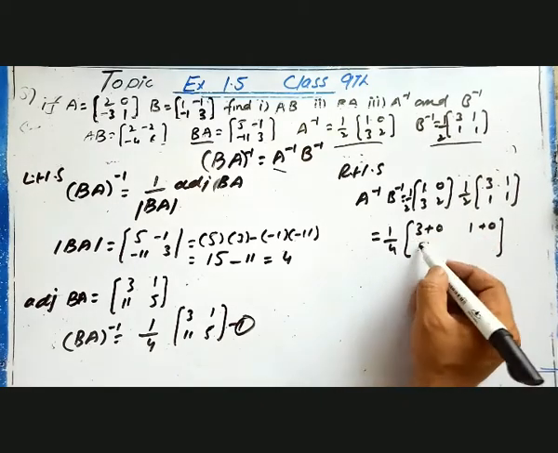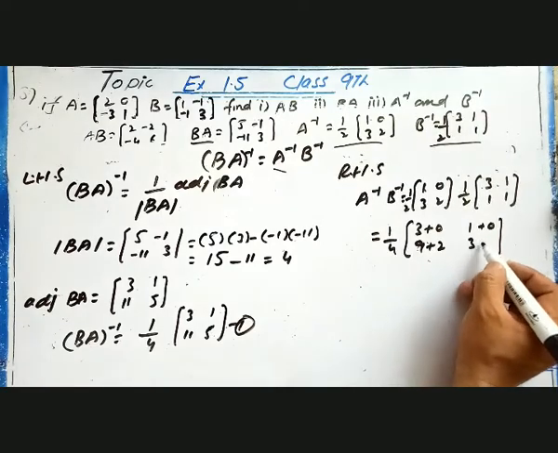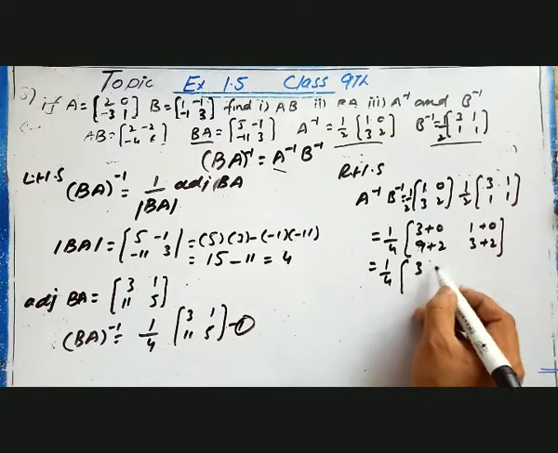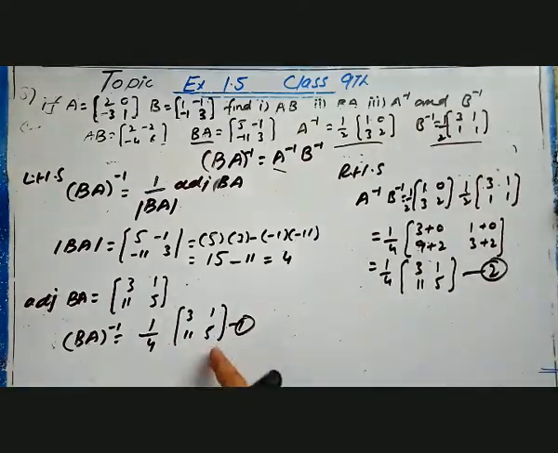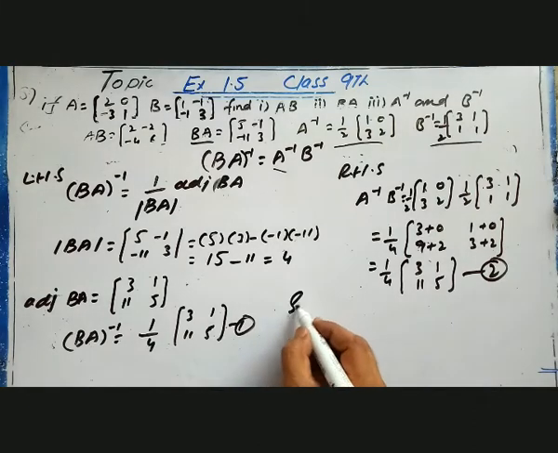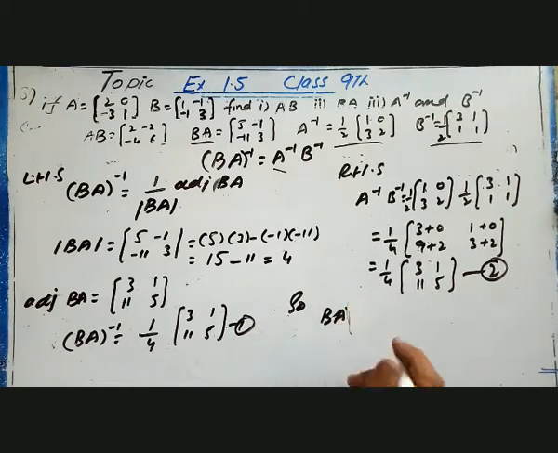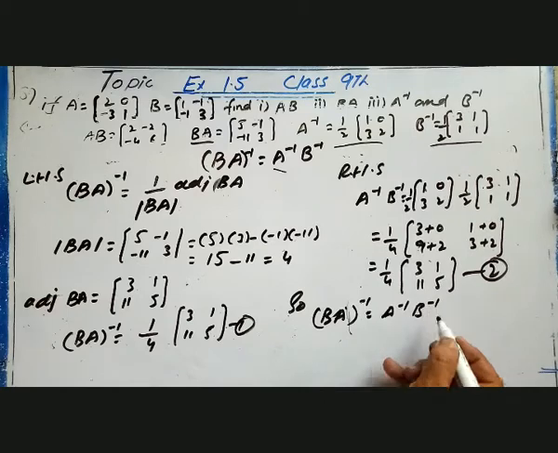इस तरह लिखते हैं 9 plus 2, and this is 3 1s are 3, 2 1s are 2, so 1 over 4 3 1 11 5. So from 1 and 2 both are same, so BA whole inverse is equal to A inverse and B inverse.